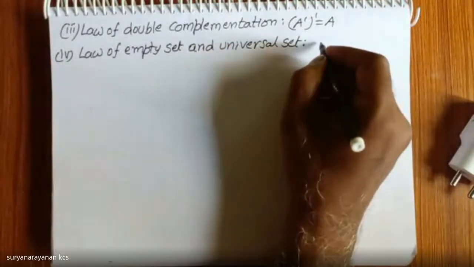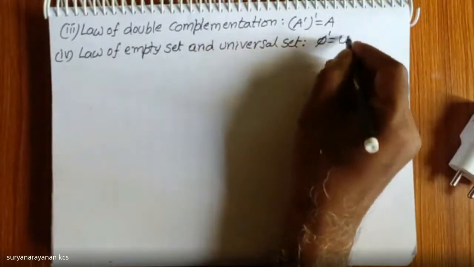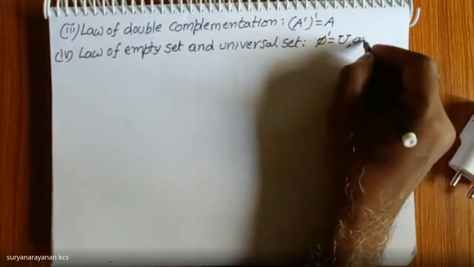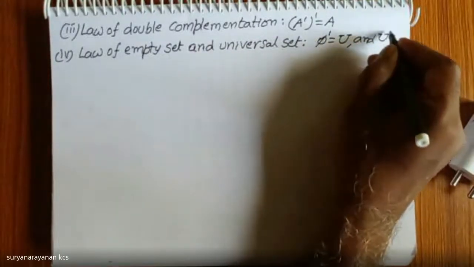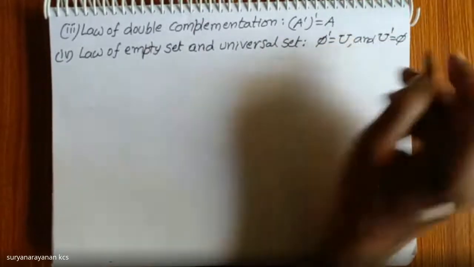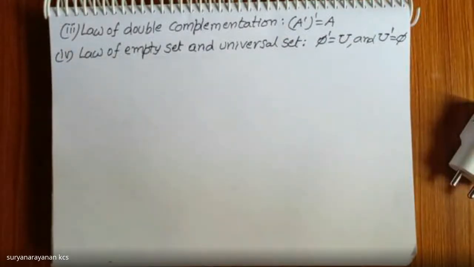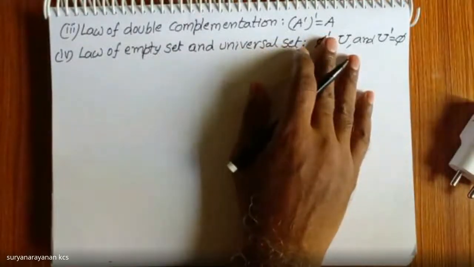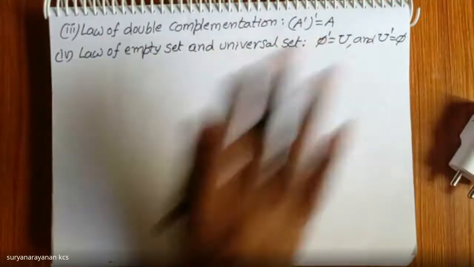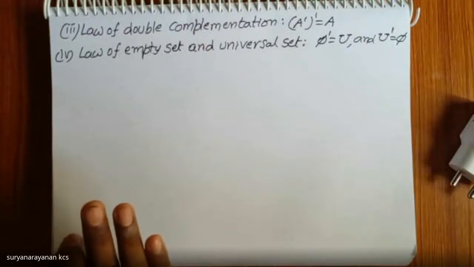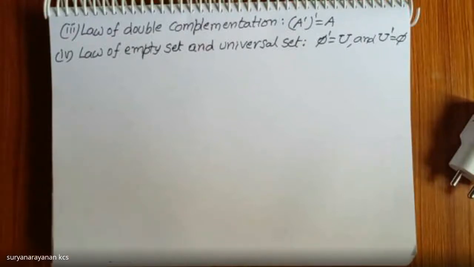That is phi dash is equal to universal set, and universal set whole dash is equal to phi. These are called laws of empty set and universal set. That's all, my dear children. These are the properties of complement of a set. Ultimately, you have to remember A complement or A dash is equal to universal set minus A. That is the important formula.